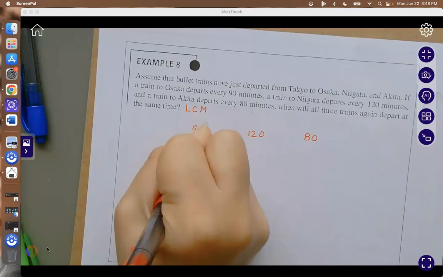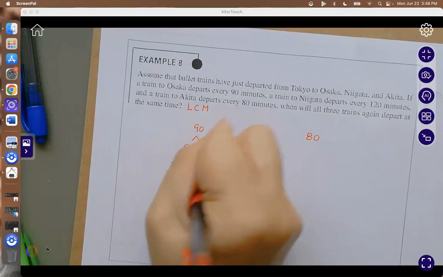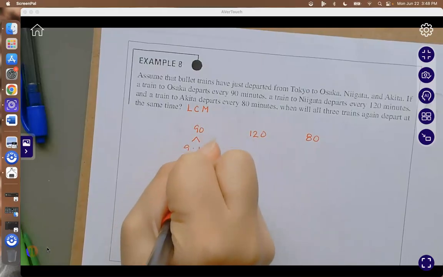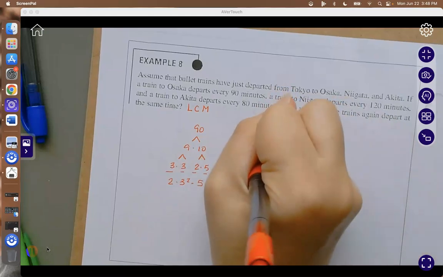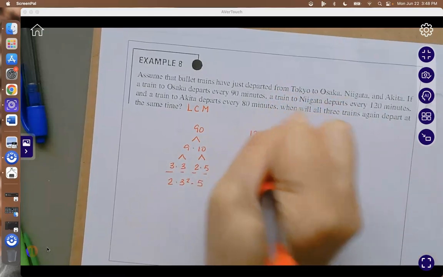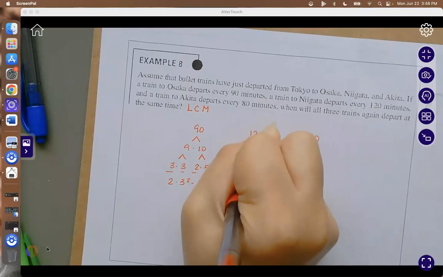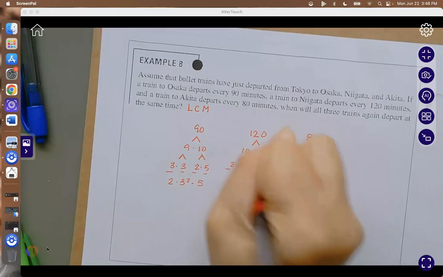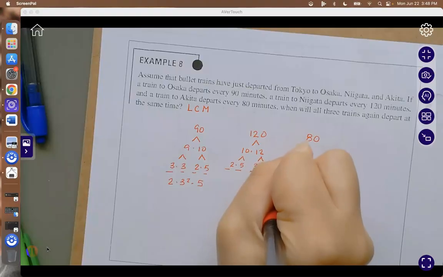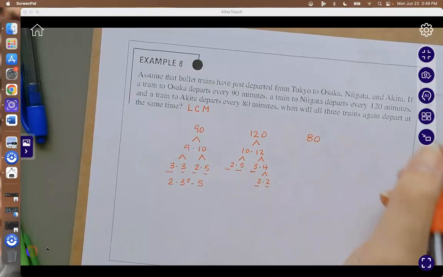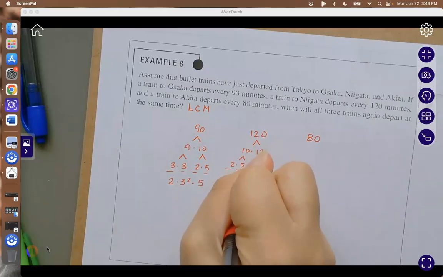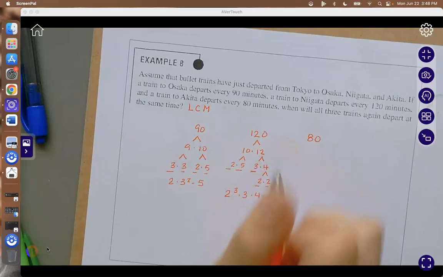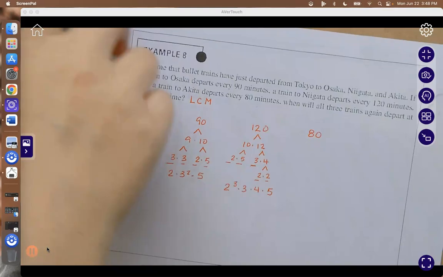So 90 is 9 and 10. This breaks down into 3 and 3. This into 2 and 5. So this is 2 times 3 squared times 5. This is 10 times 12. This is 2 and 5. Stops. This is 3 and 4. That stops. 2 and 2. And you could have done 2 and 6 here. I mean, it all works out to be the same. So it's 2 cubed times 3 times 5. I mean, not 4. What am I doing?